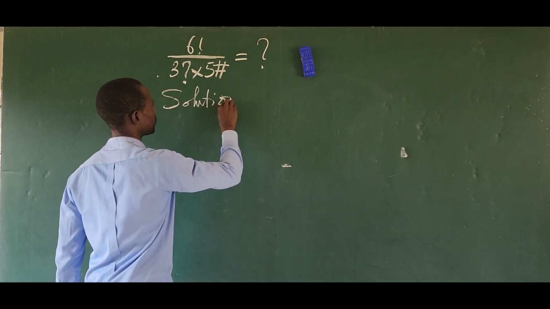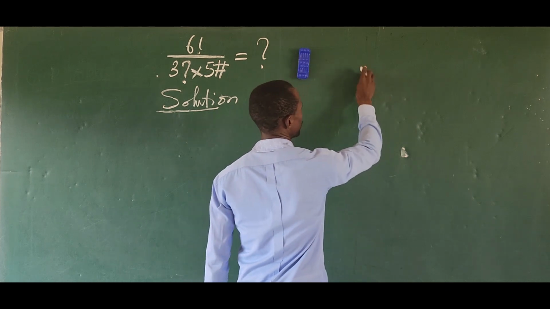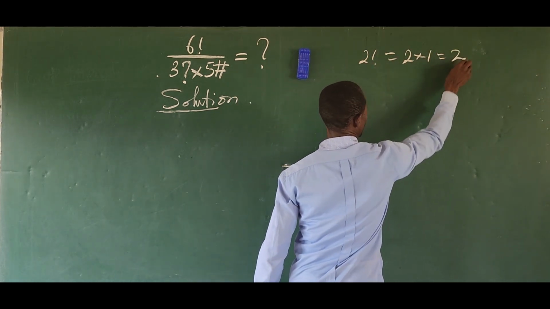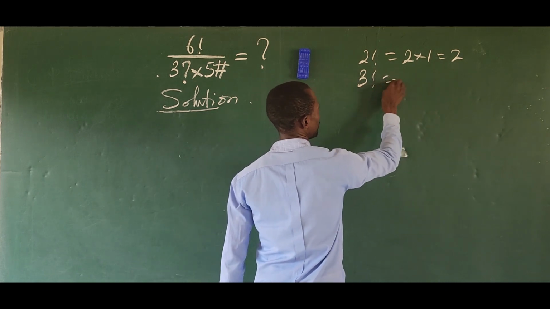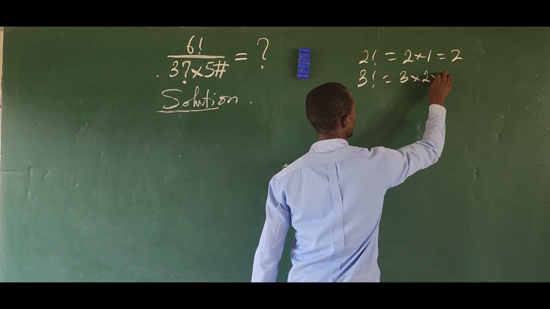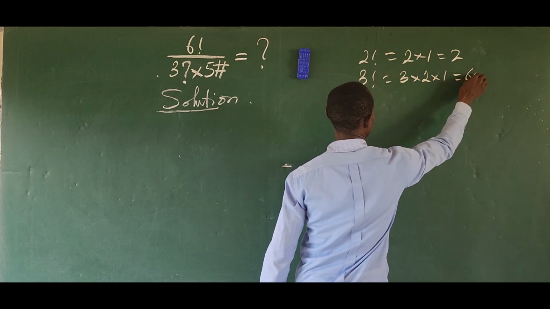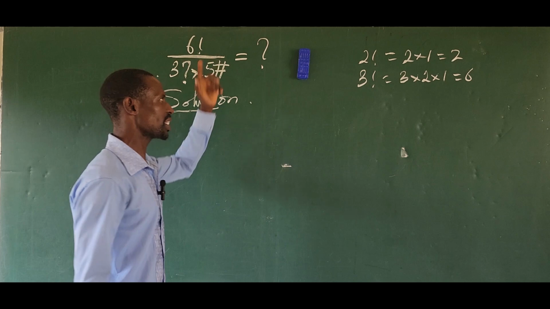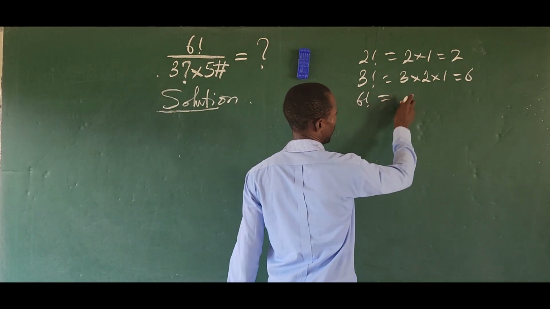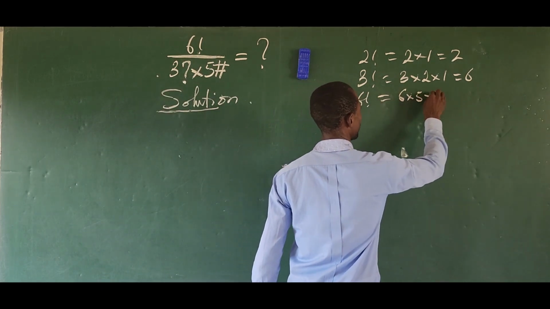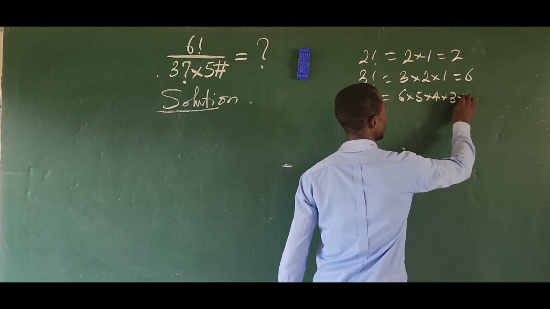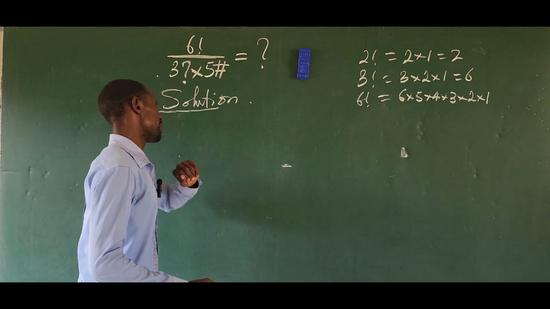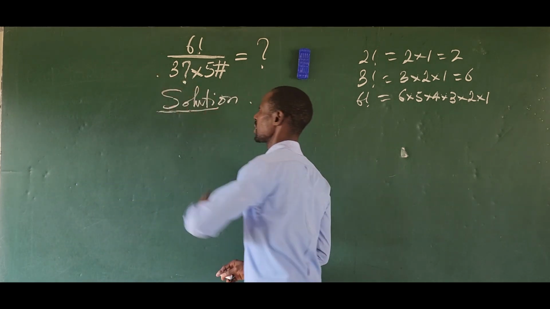So solution: we know that 2 factorial means 2 times 1, which is equal to 2. And 3 factorial means 3 times 2 times 1, which is equal to 6. And so down, we can get our 6 factorial. So 6 factorial means 6 times 5 times 4 times 3 times 2 times 1. And we have an answer to that, right? Good. Now the next thing we look at is, what is our terminal?